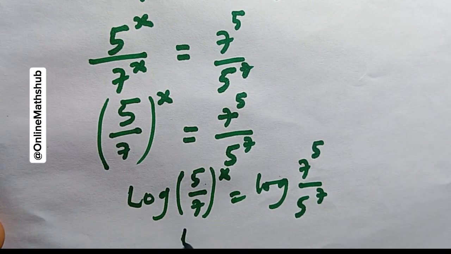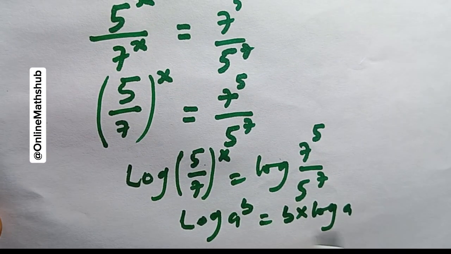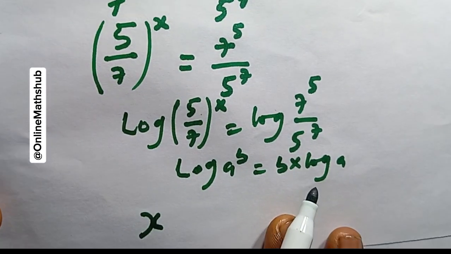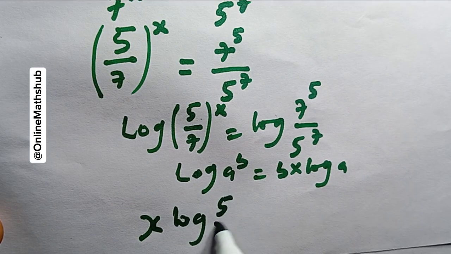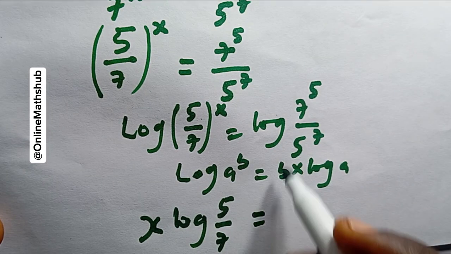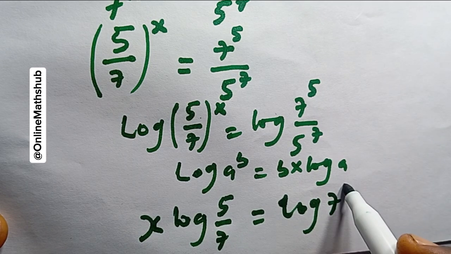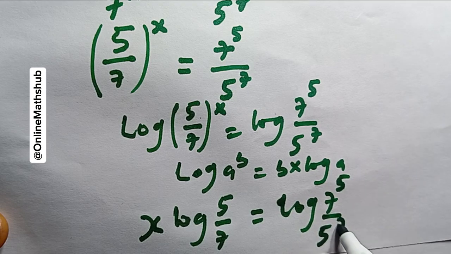Using the property of log, which says that if you have log a^b, you can write it as b multiplied by log a, I'm going to use this to simplify, so that I'm going to be having x multiplied by log (5/7). That will be equal to, I'm going to leave the right hand side as it is, log of 7^5 divided by 5^7.